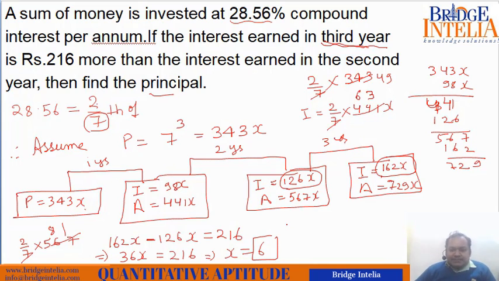So the principal amount is equal to 343 into x. So 343 into 6. 6 threes are 18, carry over 1, so 25. 5 carry over 2. So 2058.